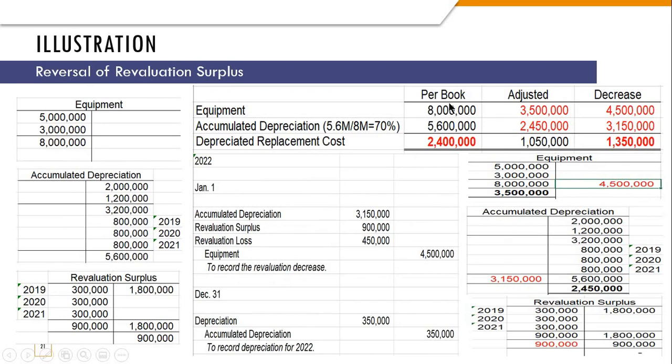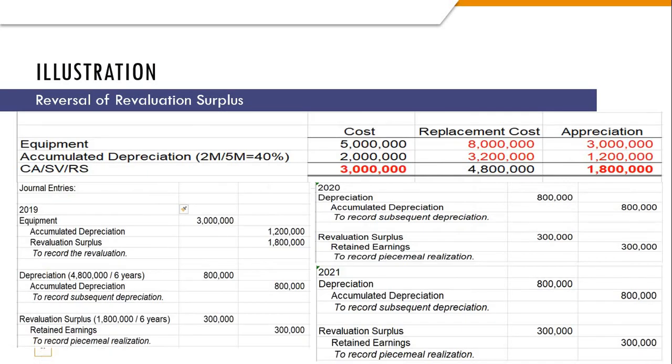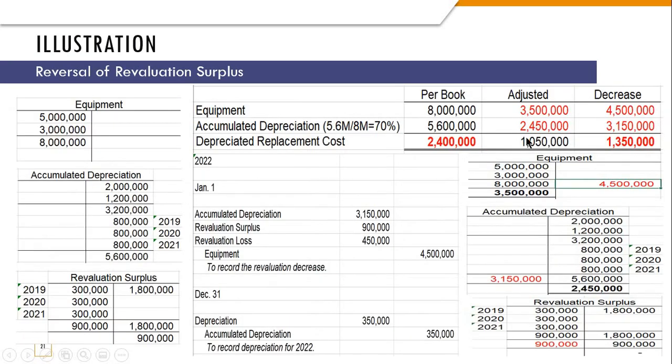Okay? Ayan. So, 8 million minus 5.6 million, that's 2.4 million. Pero, that's the carrying amount, as updated no, on January 1, 2022. Pero sabi dito that the depreciated fair value of the equipment is 1,050,000 na lang daw. So, kung 1,050,000 na lang siya, meaning 1,050,000 na lang yung fair value niya or yung revalued amount niya. Okay? Or yung sound value niya. Okay? Ayan. So kung 1 million na lang yung sound value niya or yung depreciated replacement cost niya, yung revalued amount niya on January 1, 2022, 2.4 million yung carrying amount niya.